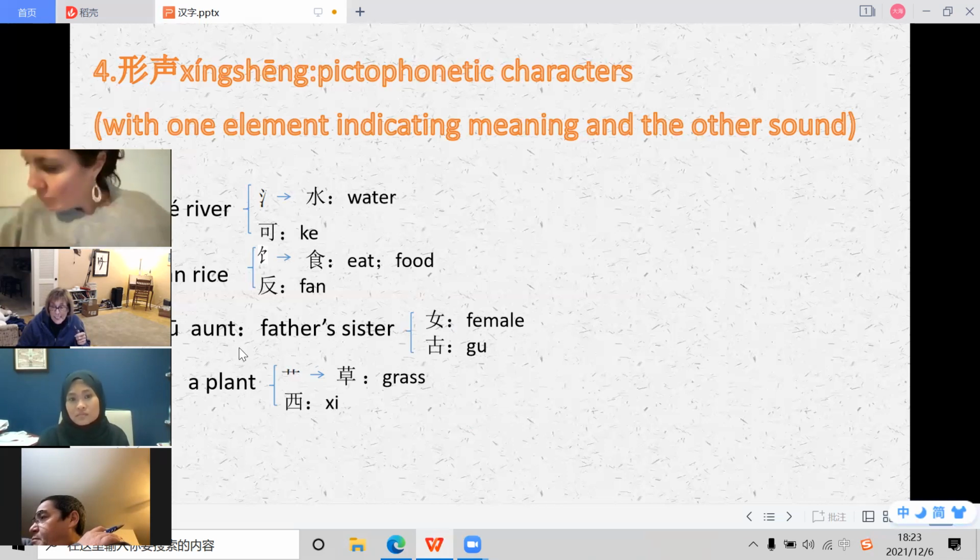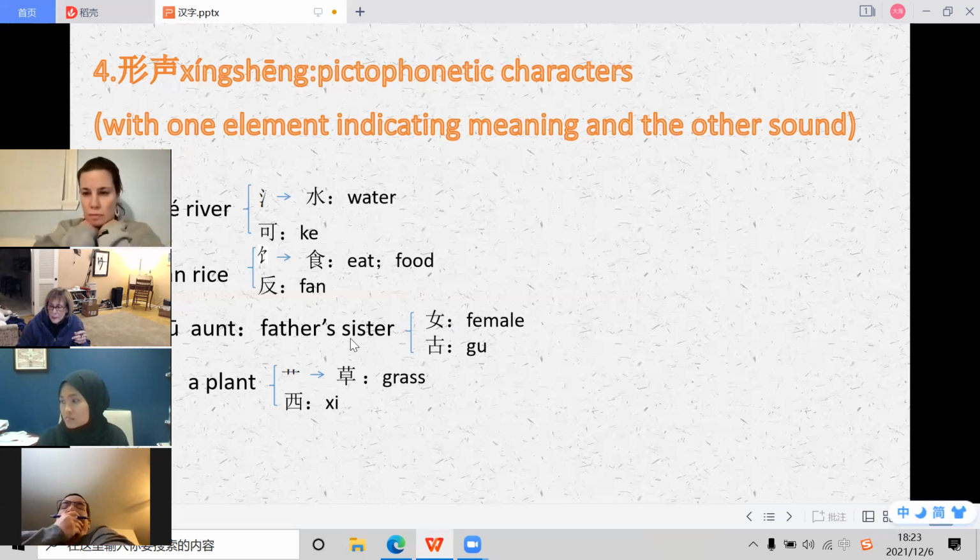Yeah, so it's complex. So many masters have done research about this pictophonetic. I think after we learn more about the pictophonetic characters, you will feel the difference and their relations. Okay.